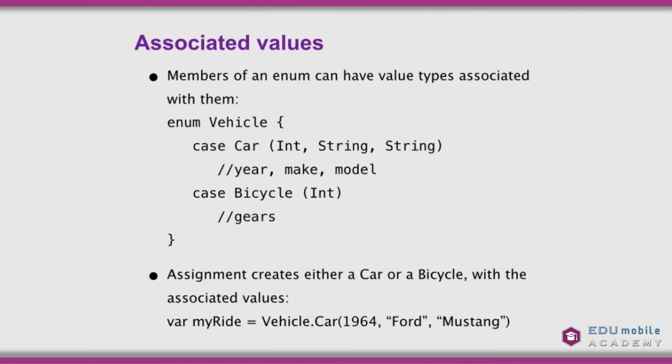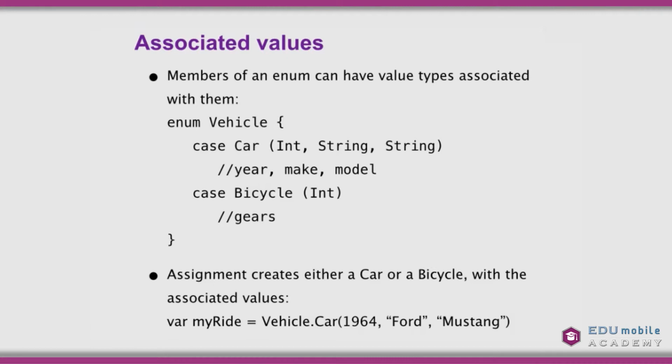In the case of a car, we want to have further associated values with it. An integer for the year, a string for the make, and a string for the model. In the case of a bicycle, we really don't care about that. All we really care about is how many speeds it has, or gears. So we have an n. Assignment will create either a car or a bicycle with the associated values.